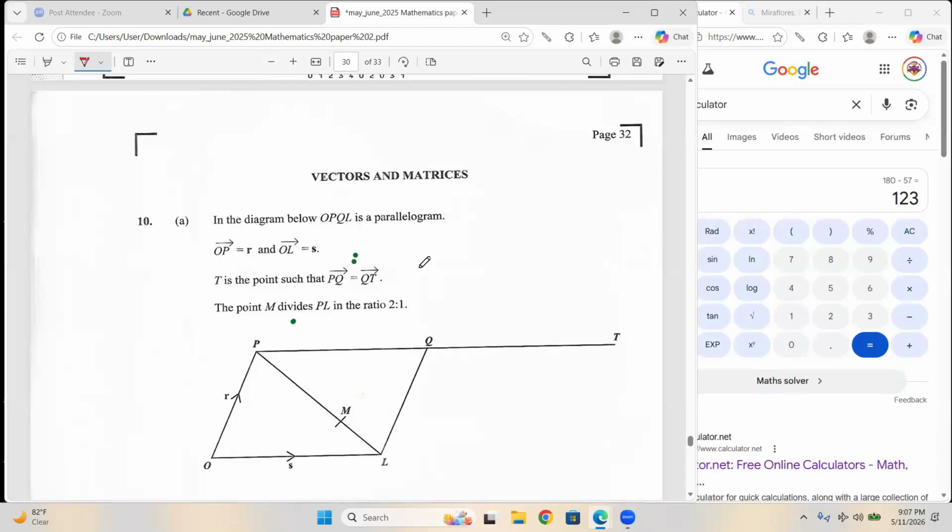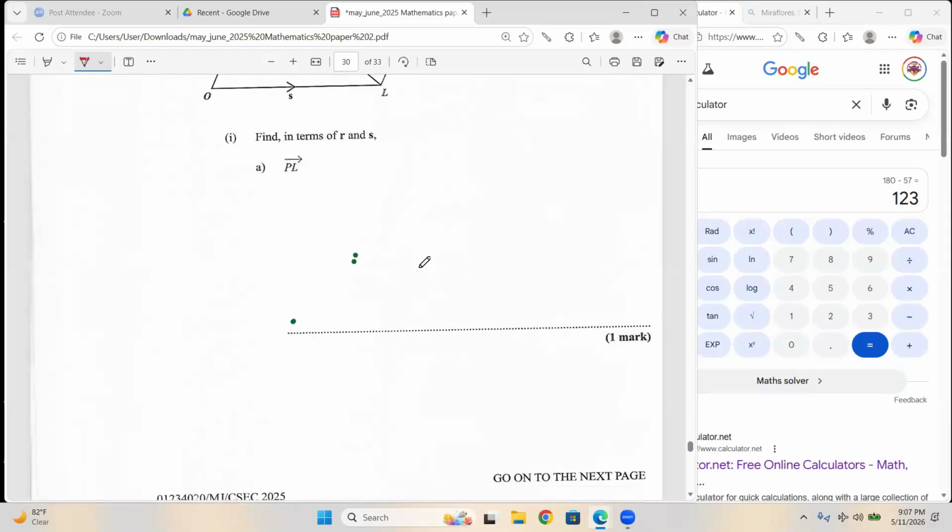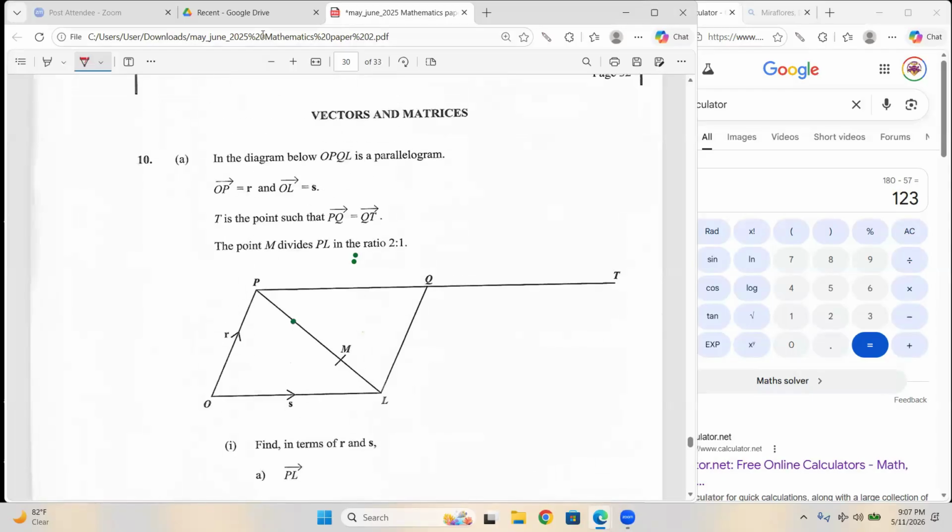Question 10 says in the diagram below, OPQL is a parallelogram. We have our algebraic vectors here. OP is equal to R, OL is equal to S. I hope when they bring vectors tomorrow, because vectors are going to come anyway, you'll get numbers, but this one wasn't that bad, because sometimes they bring these algebraic vectors so complicated. T is the point such that vector PQ is equal to vector QR.